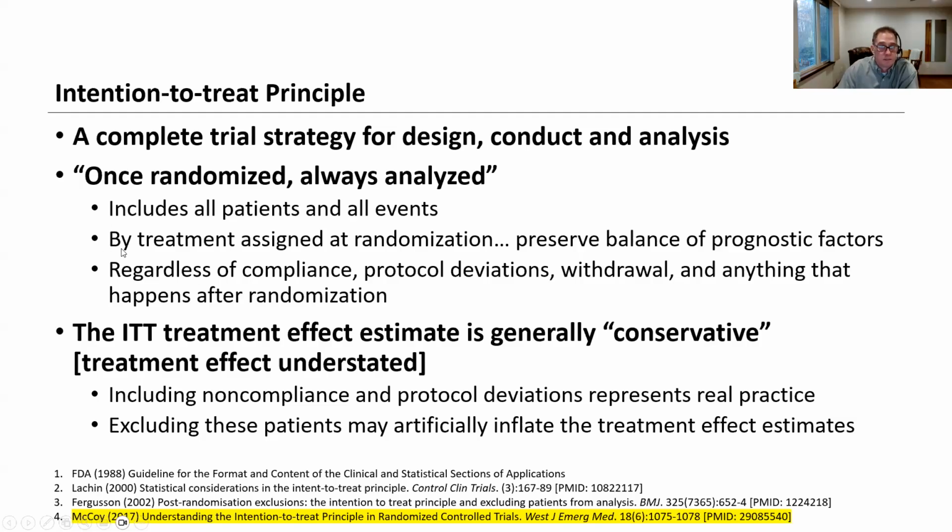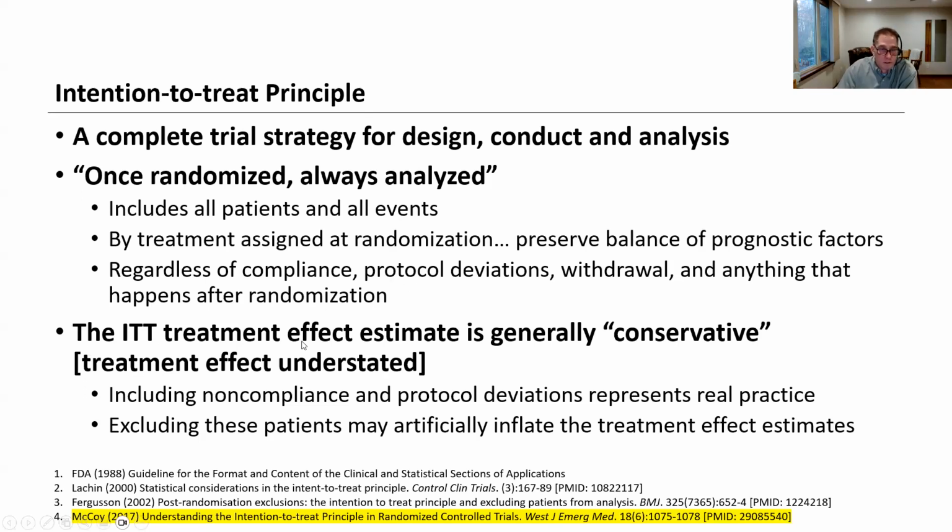We're going to analyze patients by the treatment assigned at randomization, regardless of their compliance, protocol deviations, withdrawal, or anything else that happens after randomization, right? So we're going to randomize everyone, we're going to analyze everyone that we enrolled, and we're going to do it within the groups that were defined at randomization. What this does is it preserves the balance of the prognostic factors. It preserves the number of patients, the events. It makes everything sort of add up. And this is the preferred way to do it.